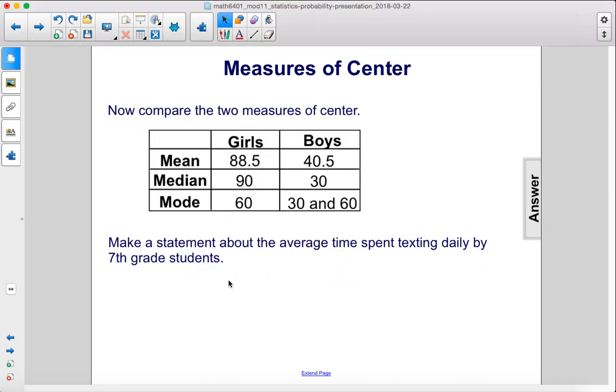Now compare the two measures of center. Make a statement about the average time spent texting daily by 7th grade students. Well, on average, girls text for 48 minutes more a day than boys do.